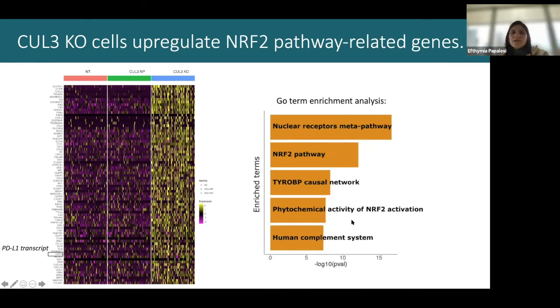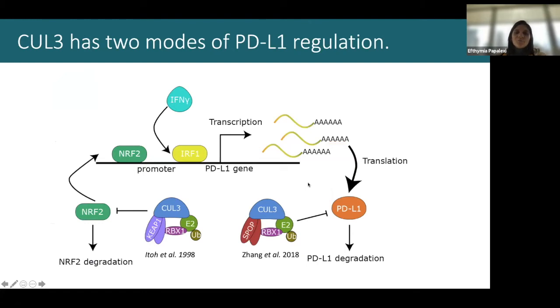And what we found is that all these genes that are upregulated in CUL3 knockout cells are part of the NRF2 pathway. Just by looking at the literature, we found that CUL3, together with a different protein this time, KEAP1, forms a complex and tags NRF2 protein for degradation. So essentially, when we knock out CUL3 in our system, we not only allow PD-L1 protein levels to accumulate, but we're also allowing NRF2 protein to accumulate and perhaps go to the PD-L1 promoter and further induce its transcription.